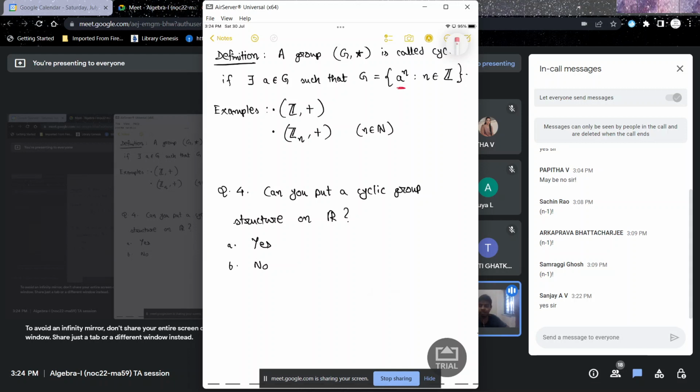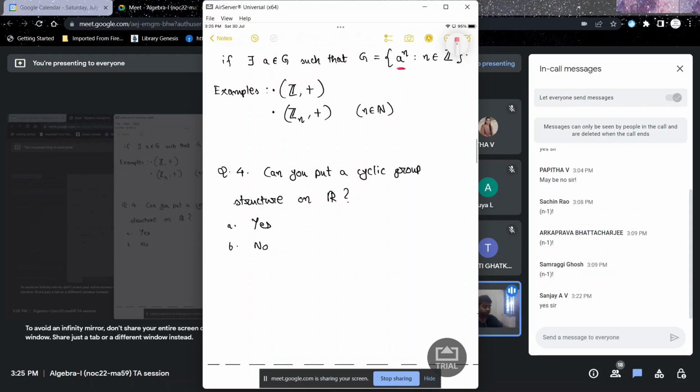Examples of cyclic groups: you already know that the group of integers is an example of a cyclic group. Then Zn, the integers modulo n under addition, is also an example of a cyclic group. Maybe you have also heard that the only cyclic groups up to isomorphism are precisely Z with addition, which is an infinite cyclic group, and Zn with addition, which is the finite cyclic group of order n. If you haven't, maybe you can see that in this course.